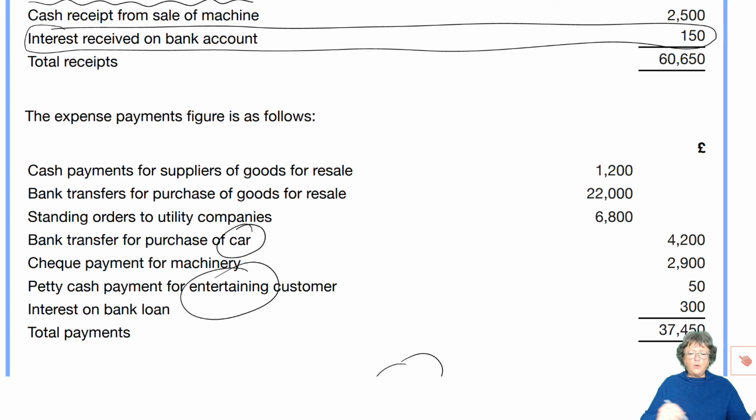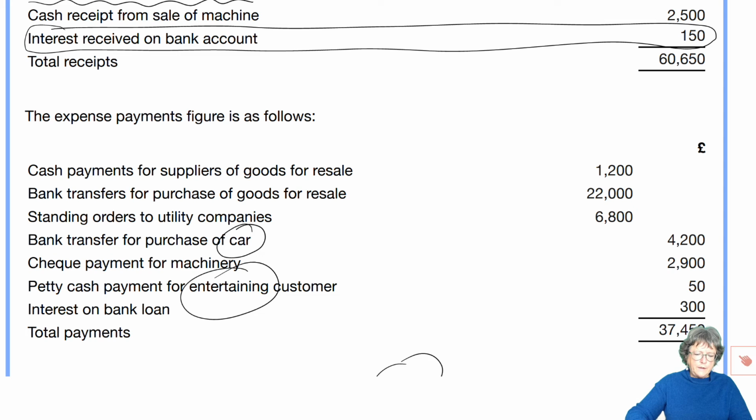Now, with all of these, do the obvious stuff first. Do the stuff that you're confident about, because that will then help you to do it quicker. When you do it quicker, that means you've got more time to stop and think about the car, the entertaining, the bank interest. Do all the obvious stuff first.